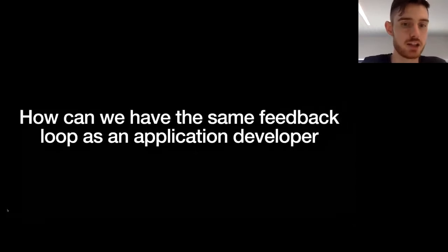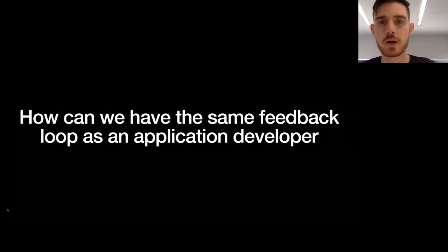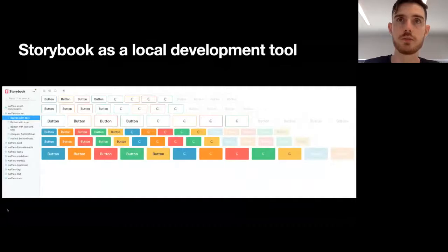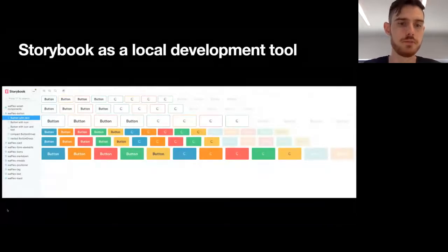For us, building a library, we don't have that same feedback loop. So how can we try and bring that gap a bit closer so that we can work on code in a similar way to working on an application? We spoke about our documentation site before. That's an example of it, in that it lives within the same repository as all of our packages, so that can run live. However, it's a bit convoluted and it's a very specific use case. So we use Storybook as a local development tool.